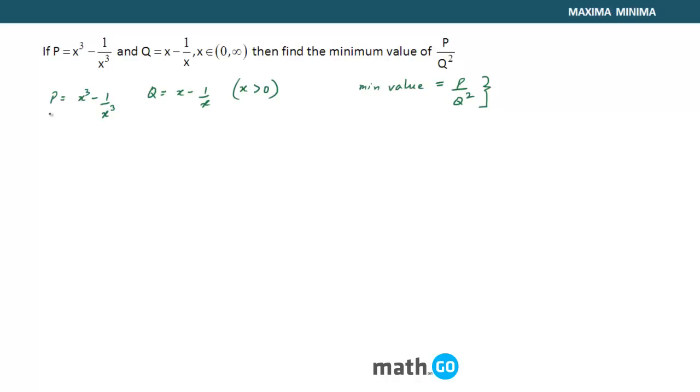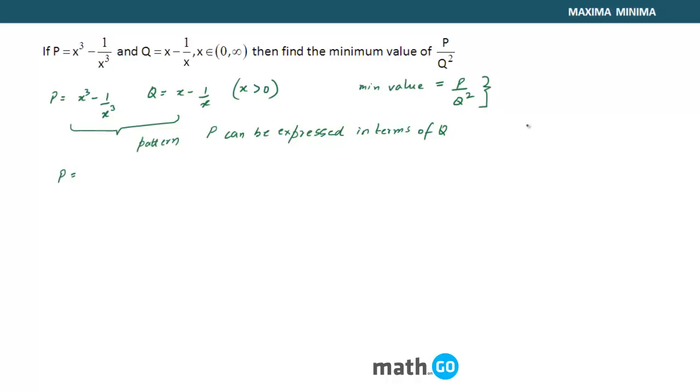Can you see a pattern here? Is there a pattern which you can tell me? The pattern is that p can be expressed in terms of q. How? Let's see. So p is x cube minus 1 by x cube. Can you write this for me in terms of q?